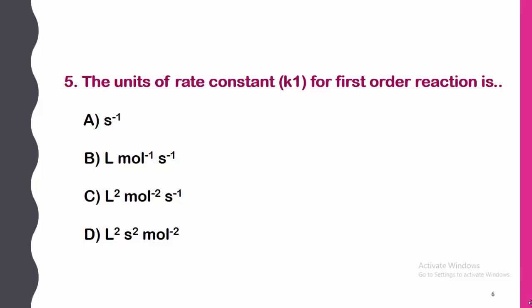Here we can see 2.303 is a constant value, and log A upon A minus X. What is A? A is the initial concentration, and A minus X is the concentration at time T. Both values are concentrations, therefore they cancel. What remains is only the time. Time is always measured in per second. Therefore option C is the right answer.